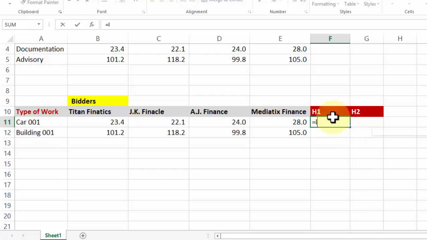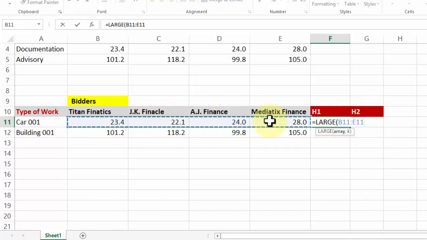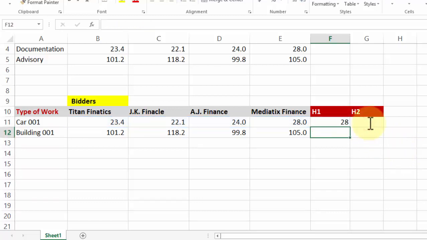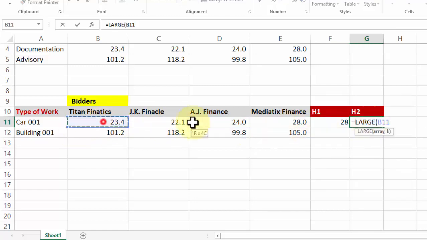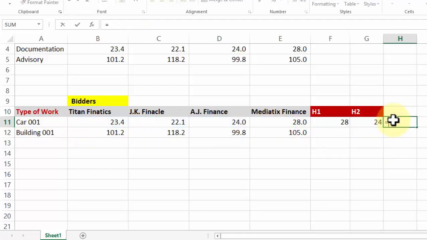So there you go, LARGE, tab key, and if I choose the entire array, I will put comma 1. It's equivalent to the MAX formula, but if you wanted 2, this will give you the second highest bidder. So let me keep it 1, and using the same formula, let me also write LARGE, choose the array, and then put 2. This also allows me to see the difference between the highest bidder and the second highest bidder.